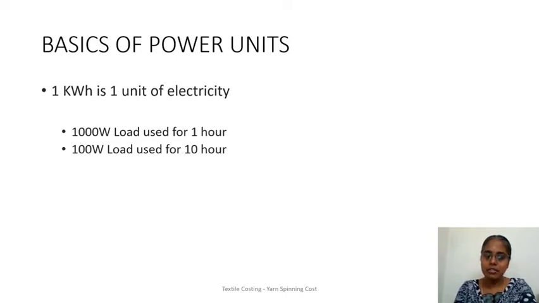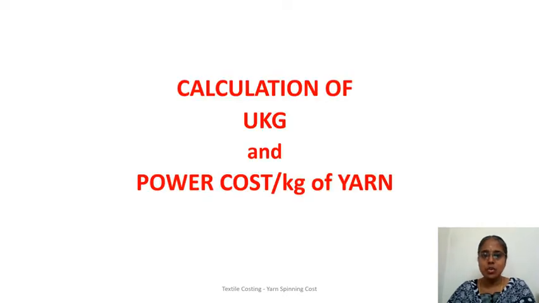Or if the machine is of 100 watts and it is used for 10 hours, then it is 1 kilowatt hour. 1 kilowatt hour is 1 unit of electricity. Just to give an understanding of what a unit is. Let us now go into a simple calculation of UKG and power cost, where all data are given here. We will see a simple problem on that.